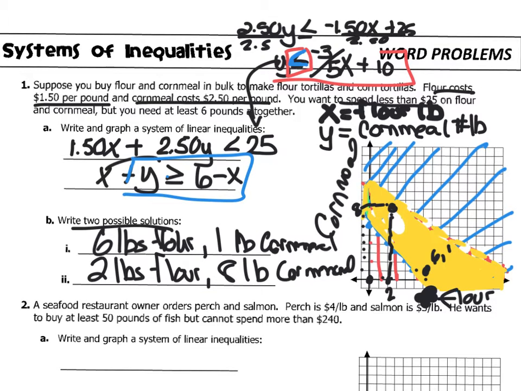All right, so anything in that yellow area is a solution. So you could pick any point in there. You could also pick any point on this solid line. However, for this line, it's dashed, so it doesn't include that line. Only the solid line can you use those points as solutions. All right, let's try another one.